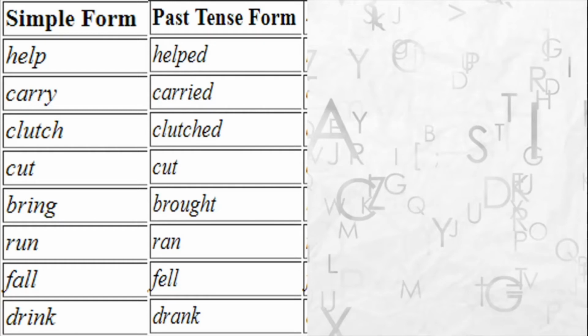Okay? Bring has changed altogether. It has become brought. Run has also changed: ran. Fall has changed to fell, and drink has changed to drank. So you can see a mixed bag of past tense forms. Mixed examples, where the first one is regular. The second one, wherever there is a Y, we drop the Y and add ed. And then you have clutch, clutched, and the others.